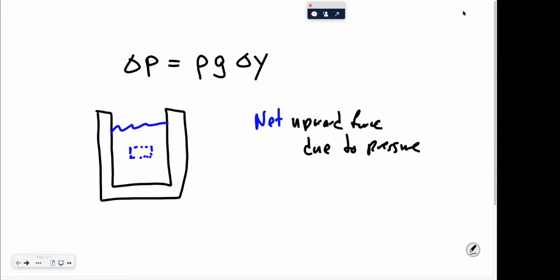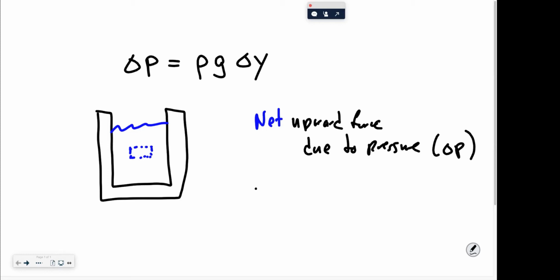And that force is going to be the same whether that's a volume element of fluid or whether that's a volume element of something else. I'm going to say this is really delta P. The change in pressure is really what gives you that upward force.